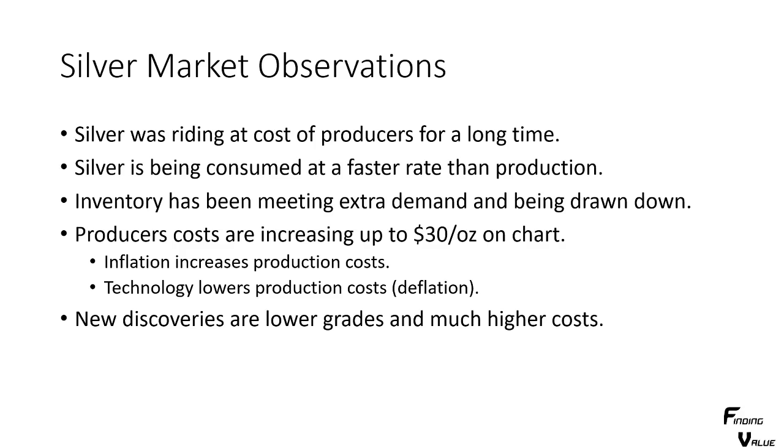Silver is being consumed at a faster rate than production, and we're drawing down that inventory. Producer costs are increasing, and it looks like they were getting close to $30 an ounce. There are two main things I want to talk about there. Inflation increases production costs. Technology lowers production costs, which is deflationary. So you've got those two things butting up against each other. And then new discoveries are lower ore grades, and they come online at much higher costs because you're going to have to move a lot more earth or material to get the minerals out of the ground.